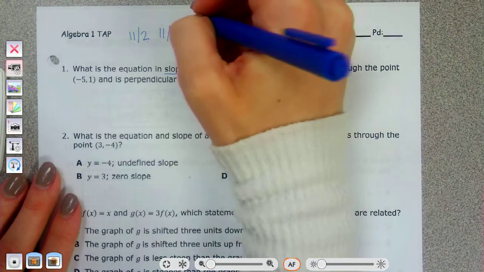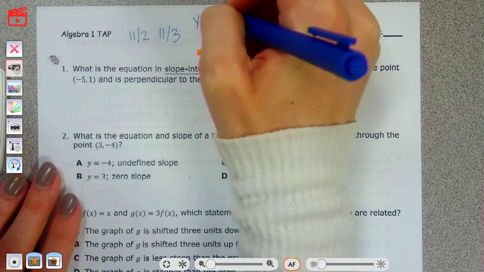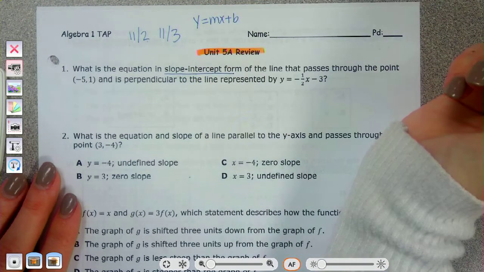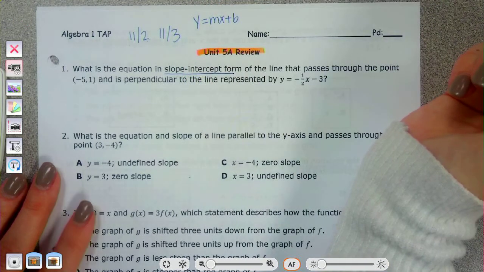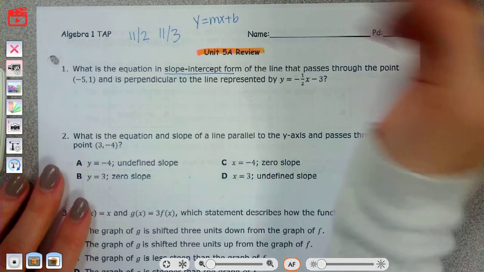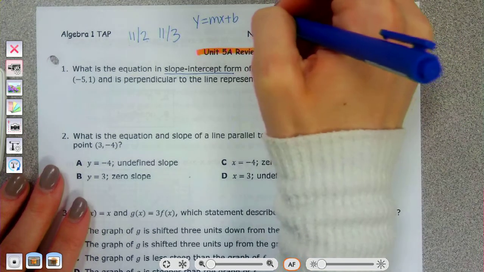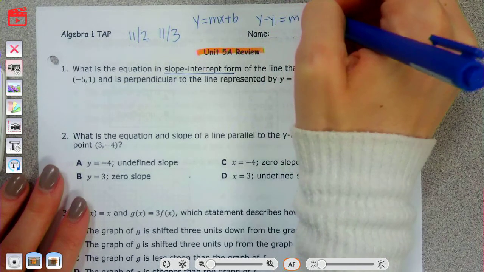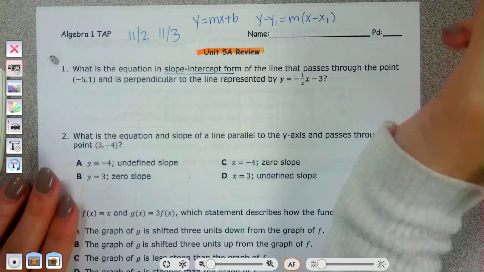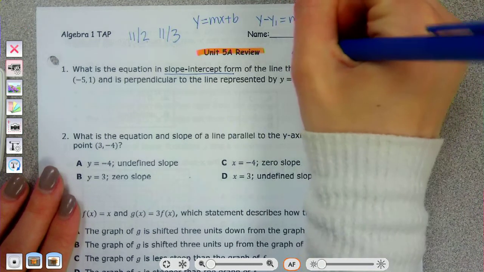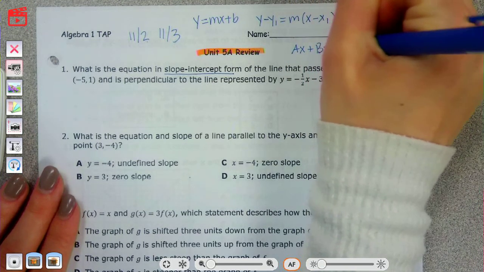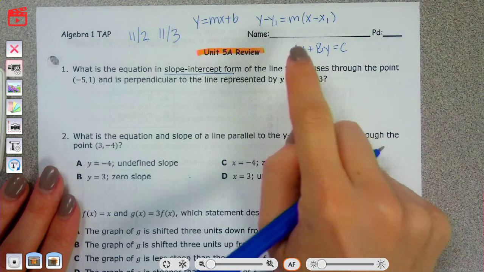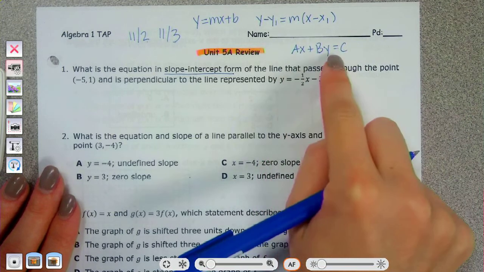Slope-intercept form is y equals mx plus b. We then have point slope form, which is the one that you're going to have to put most of these into, which is y minus y1 equals m times x minus x1. And then we all know standard form is getting your x and your y on the same side with a positive a value and no fractions.